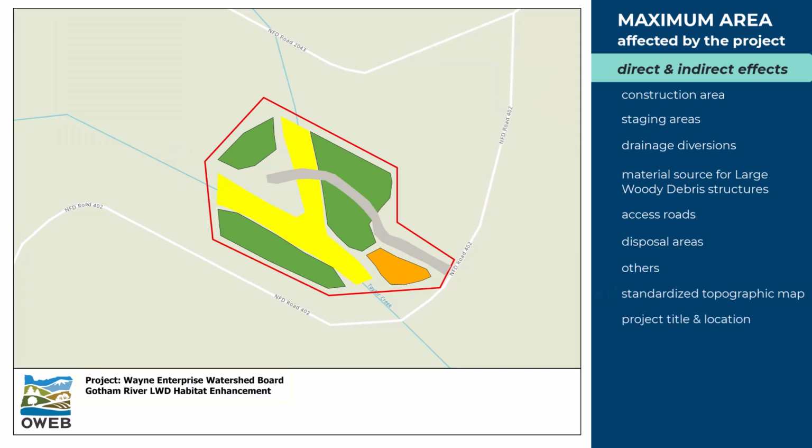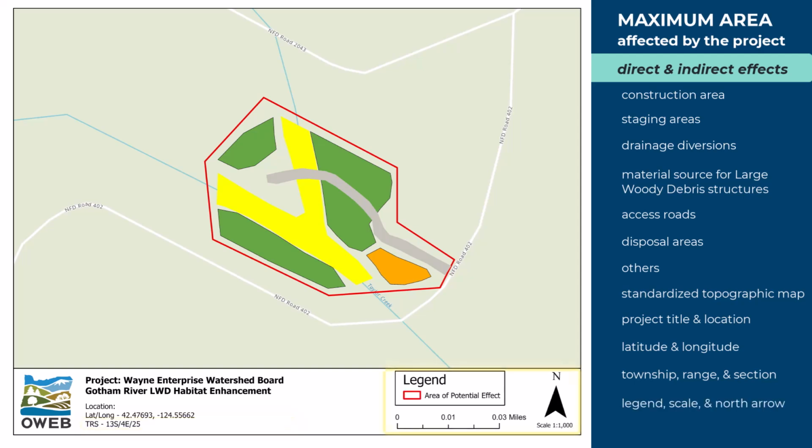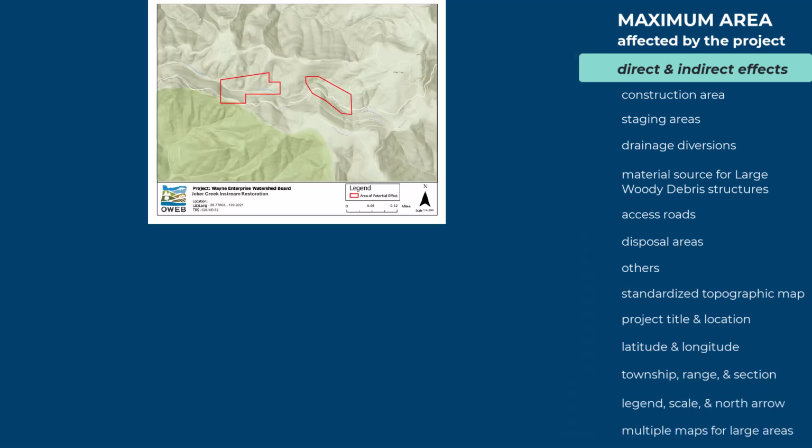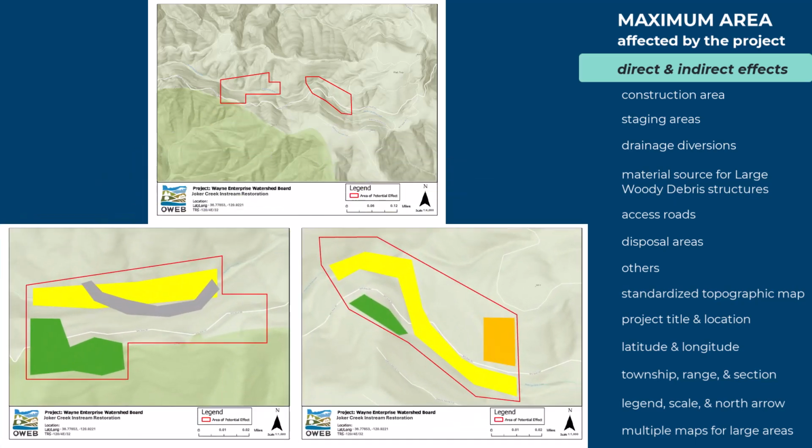Provide the project title and project location, including the latitude and longitude, as well as the township, range, and section. Include a legend, a scale, and a north arrow for reference. Also consider using multiple maps to display large projects or projects where sites are not adjacent.